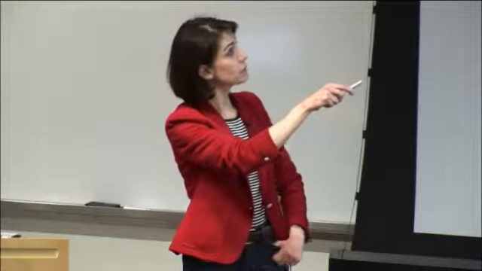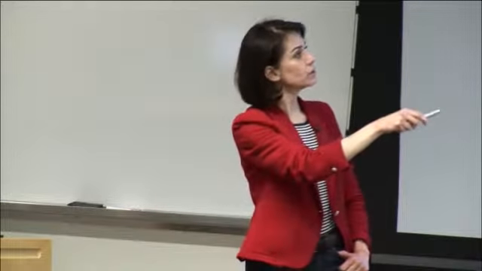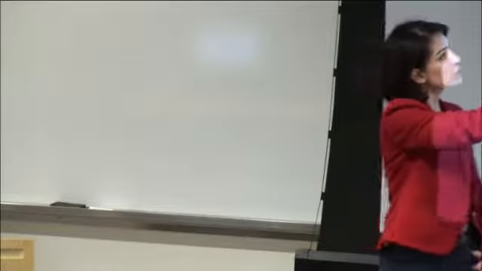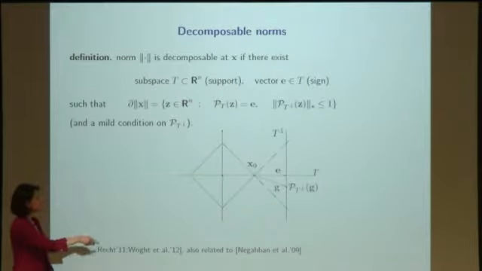There exists a subspace T, which acts like the support, and there exists a vector E, which acts like the sign, such that all subgradients of the norm at point x can be written in these two pieces. This is the projection onto T, and this is the projection onto the orthogonal complement of the subspace T. Maybe it's best to see it in an example.